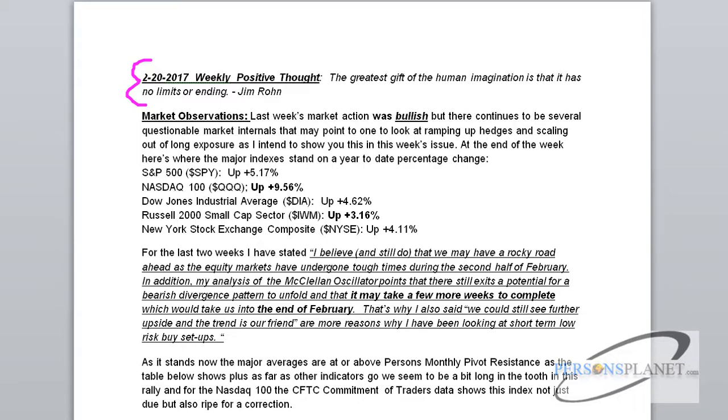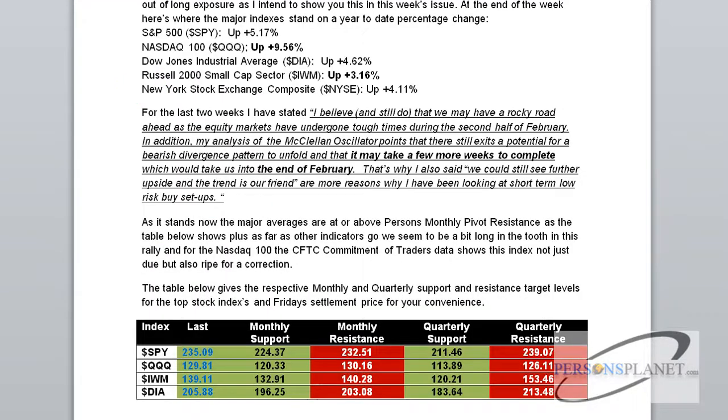So each and every week, I give a tally of the year-to-date percent performance in most of the markets: the major indexes, S&P, NASDAQ 100, Dow, the Russell 2000 small cap, and again, the New York Stock Exchange, NYSE.